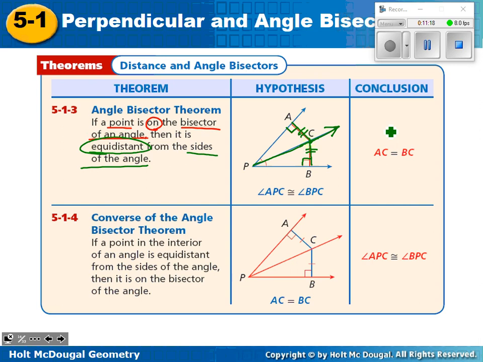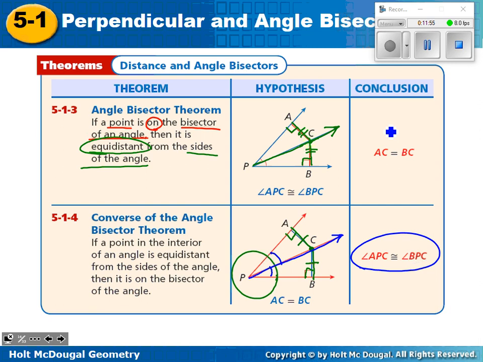And then the converse is just going to go backwards and say, if you have a picture but you don't know that the angle's been bisected, they don't tell you it's an angle bisector, there's no markings to indicate it, but you notice that there's a point that is equidistant to both sides. Right angle boxes, congruent marks. You can say then that PC is an angle bisector, therefore this angle is congruent to this angle. That's the converse.